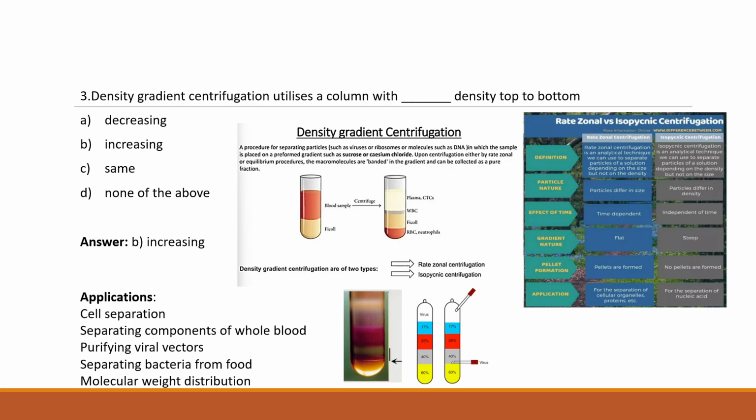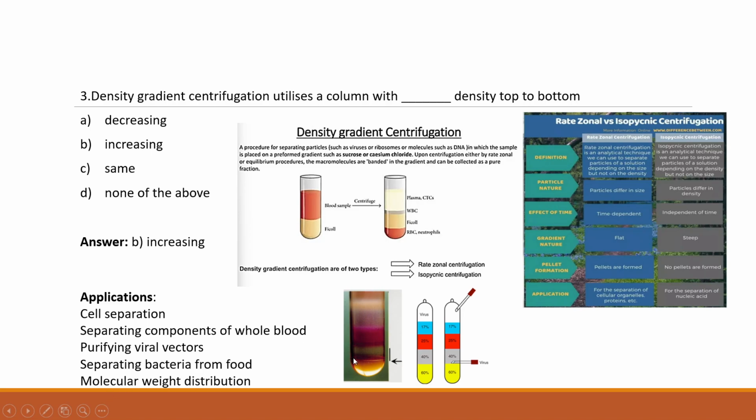Then separating bacteria from food. If you have food contaminated with bacteria, you can also use the density gradient to separate your bacteria from your food. Your food components will go to a particular density band based on their size and density, and your bacteria will be at their particular band, similar to how here you see the virus at the topmost layer.